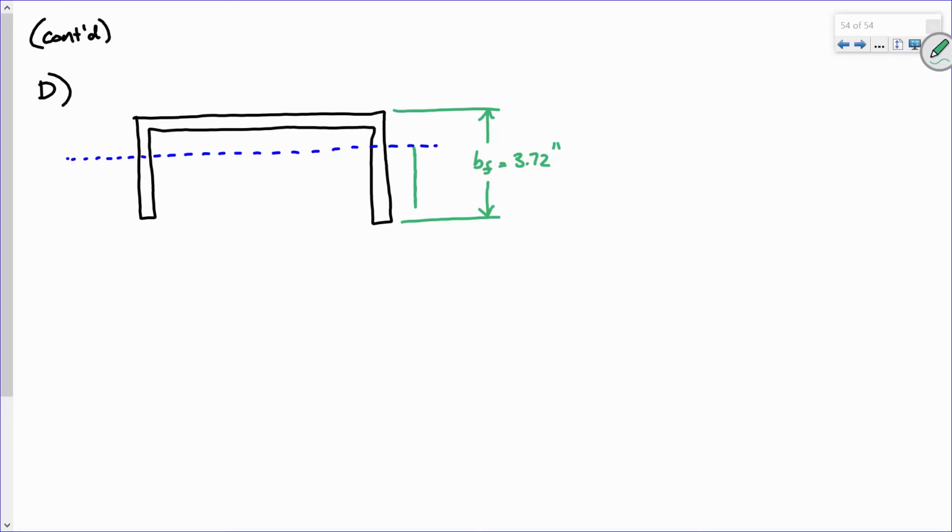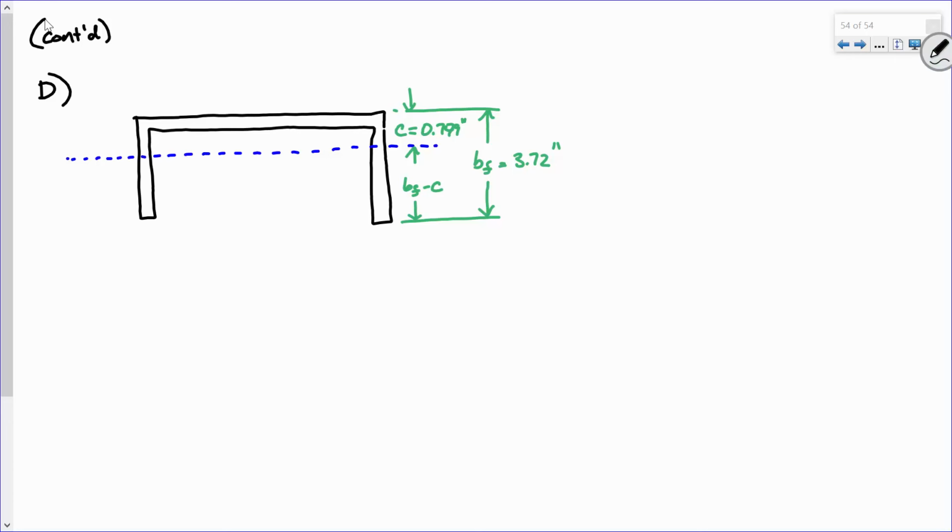Now, let me just fill this in. What is this top dimension right here? What is that dimension, from here to here? No, you can't. Look at your diagram above. That's c, right? This dimension is c, which is 0.799. So how would I calculate this? Something like that, yeah, b f minus c. Does that make sense?